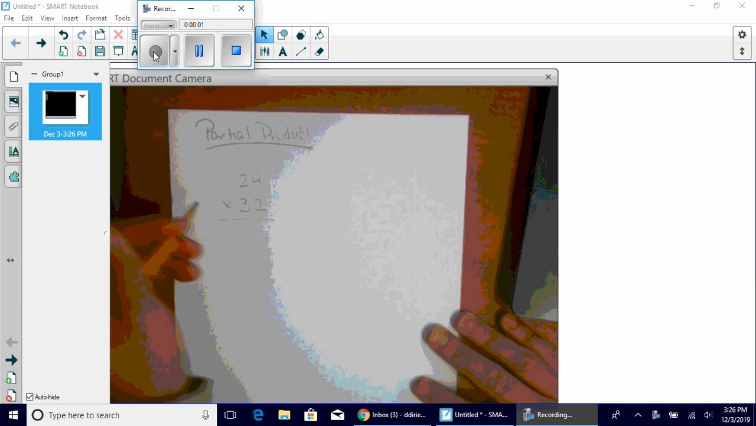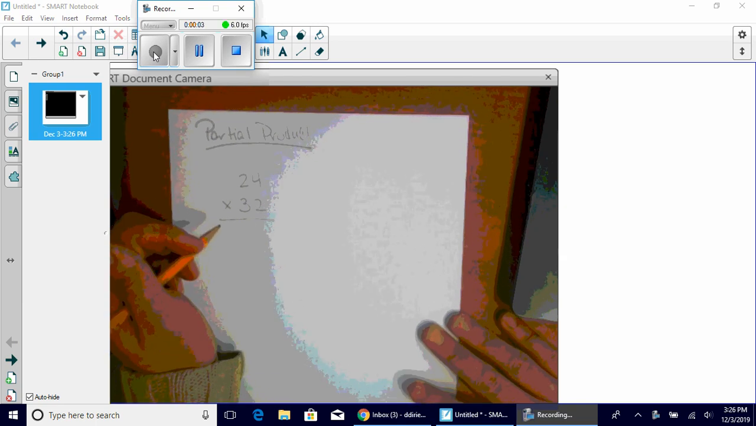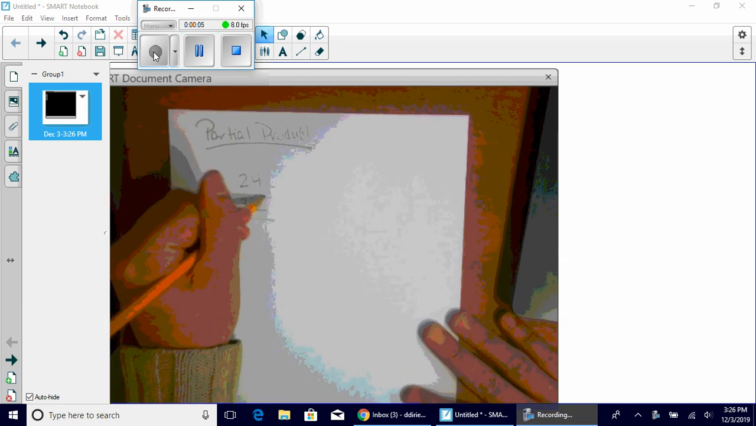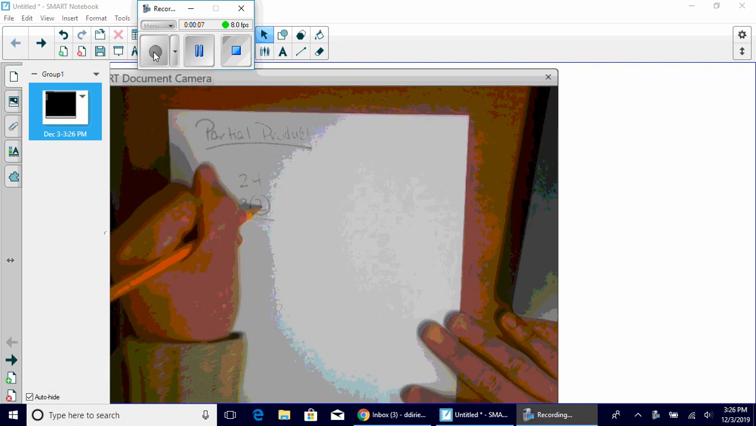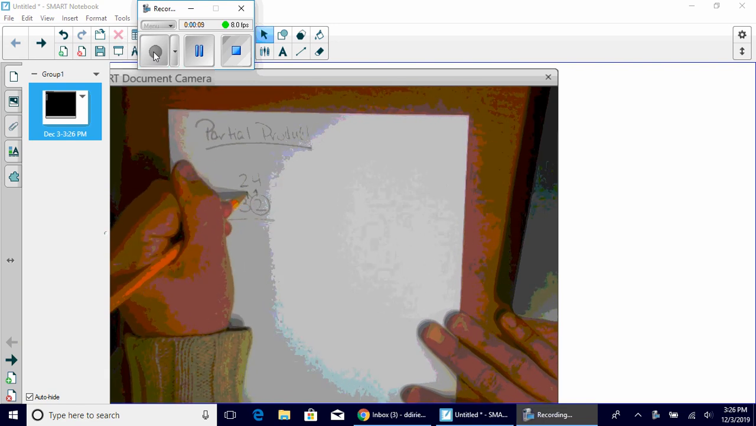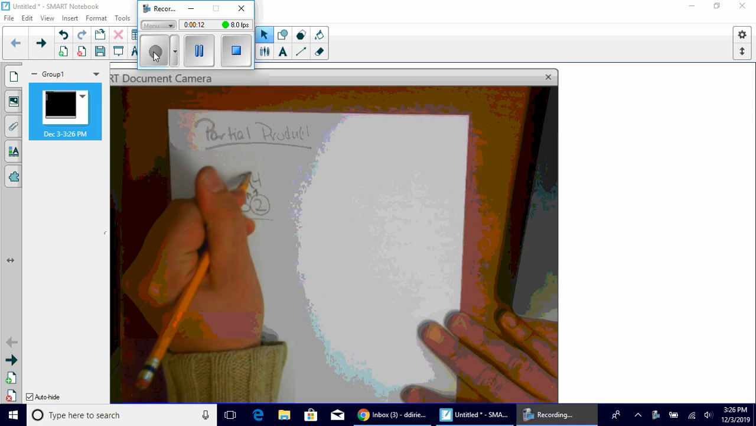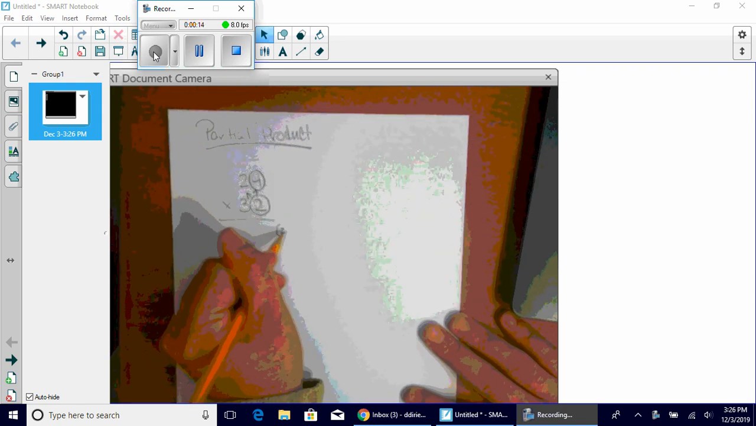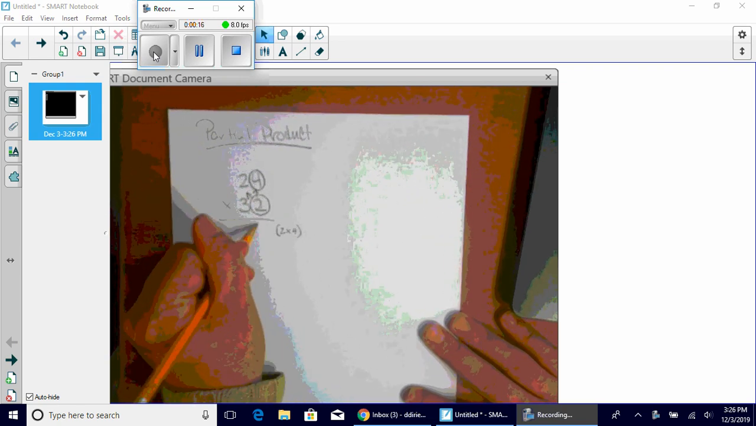Okay, so we'll start by doing two-digit by two-digit partial product. Start with your first anchor digit. You're multiplying two ones by everything on top. Let's start by doing two ones times four ones. Two times four is eight.